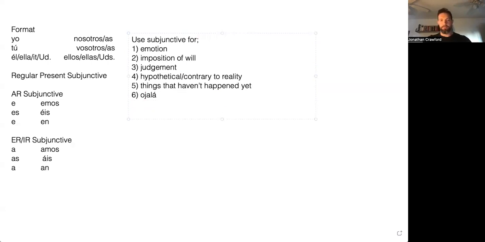Emotion. The first clause, it doesn't even necessarily have to be the first clause, but basically the subjunctive is used when you have 2 clauses. One clause with a subject and a verb, and then another clause with a subject and a verb. The conjunction connecting the 2 clauses together in Spanish tends to be the word que. Que. All right. So if it's emotion, you can say like, I am happy that.